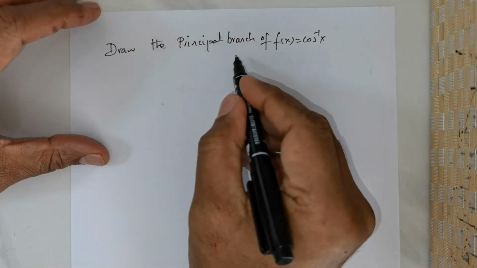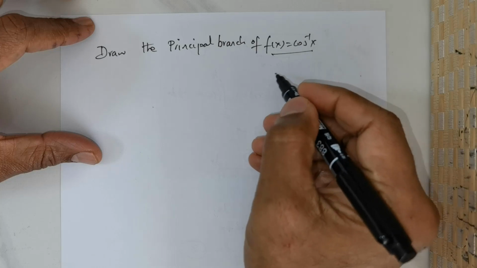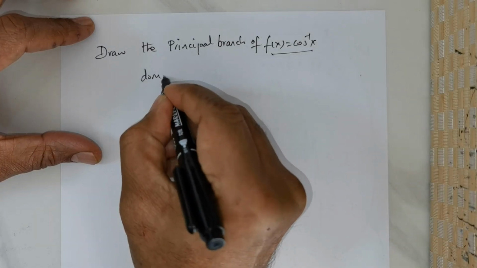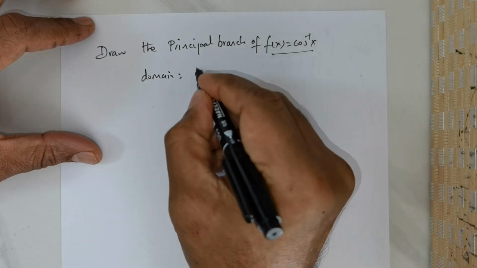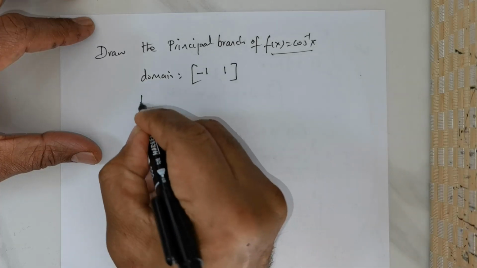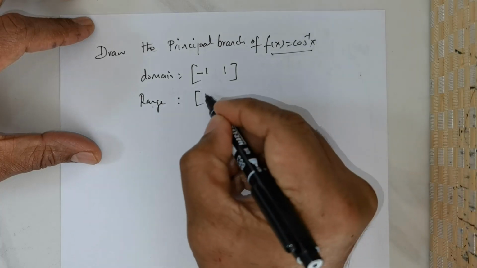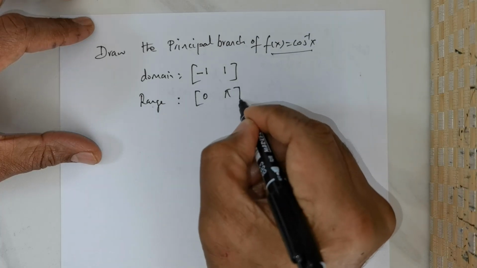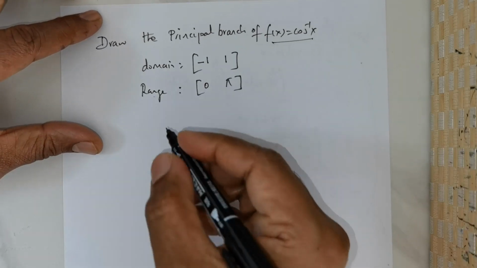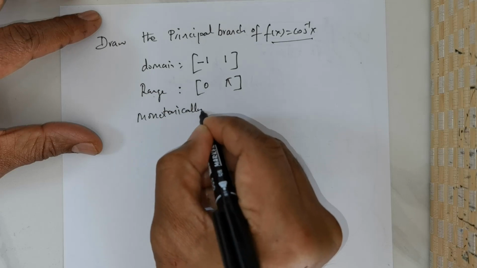We are asked to draw the principal branch of the function cos inverse of x. Now you need to know the domain. The domain for this function is from -1 to +1. Now the range for this function is from 0 to pi. Now it is monotonically decreasing.